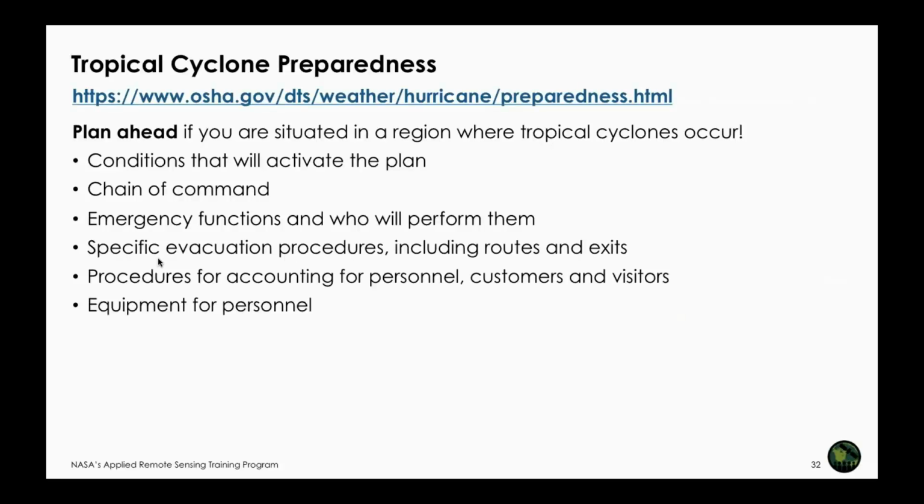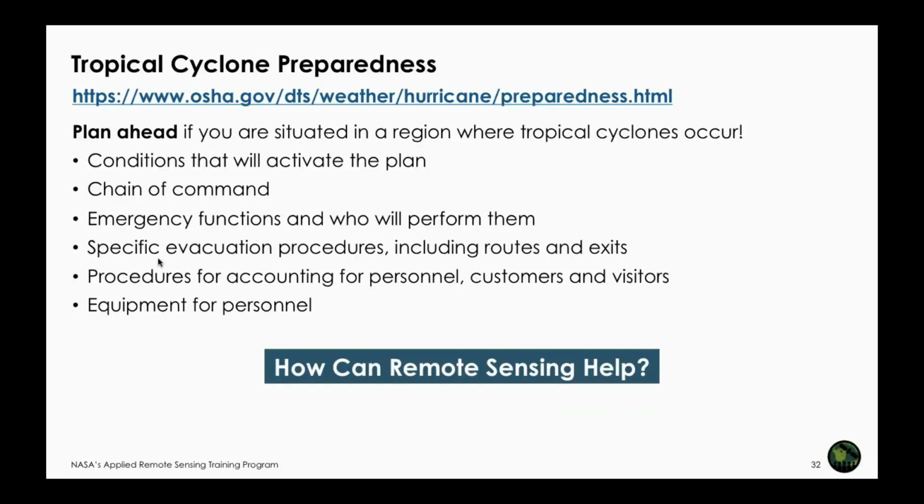So tropical cyclone preparedness, so planning ahead, that means the plan has to be in place so you have to know the conditions when the plan comes into action. So that depends on data or past experiences. Also, what has to be decided is the sequence of decisions to make, or chain of command, what to do after what, emergency functions, and who will perform what. So this could be at organizational level or even at household level. It has to be decided ahead of time. Specific evacuation procedures, routes, exit plans, these have to be thought out before even the storm season starts. Procedures for accounting for personnel, equipment. So these are some of the things to keep in mind. So can remote sensing help? And this is what we want to see from now onwards. These are the conditions we want to know for planning.